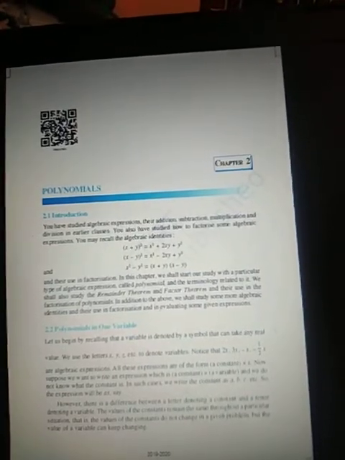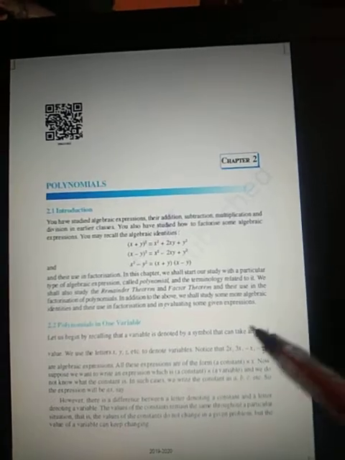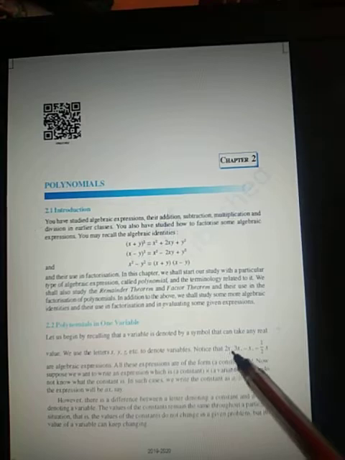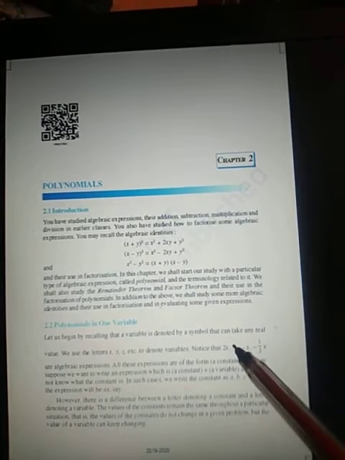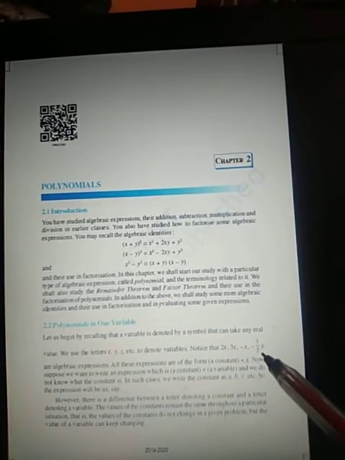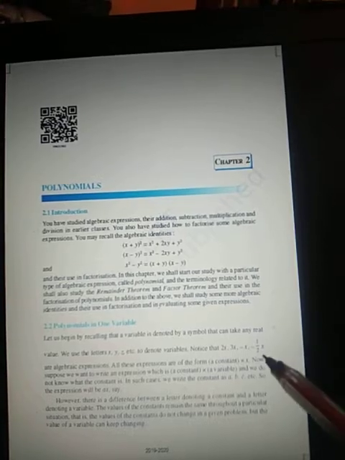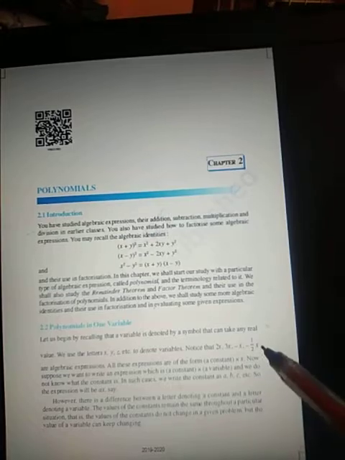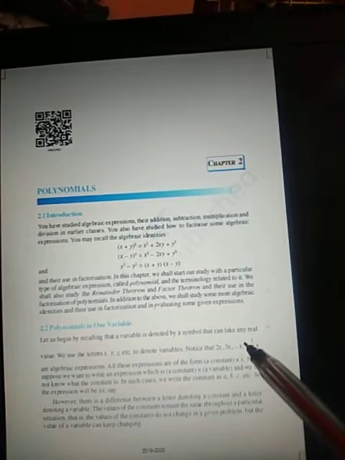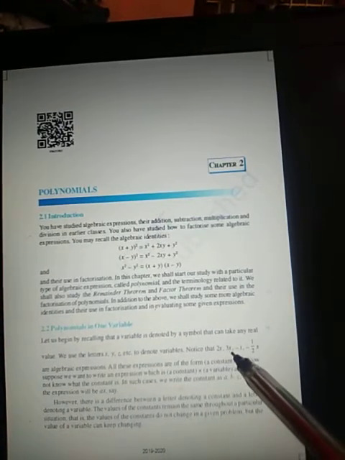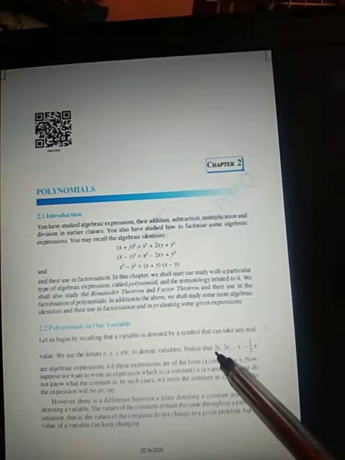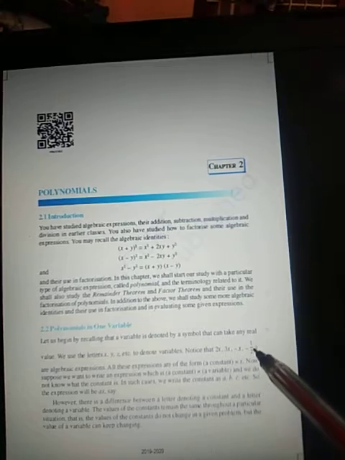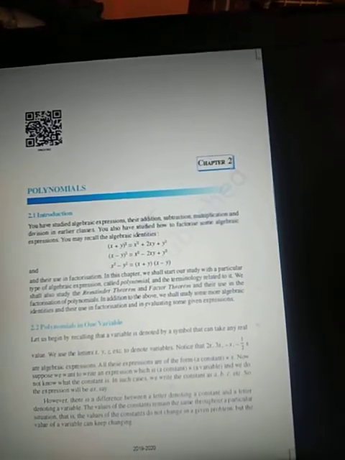Then we are going to see first the polynomials in one variable, for example, 2x. The power may be 0 or 1, like x, minus 1 by 2 of x, 3x minus x. These are the one variable polynomials, the letters which denote without any power. If you see 2x, there is no power. Also 3x minus x, minus 1 by 2x, these are all the one variable type.